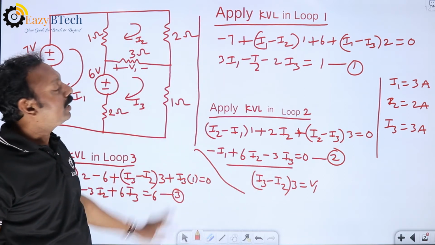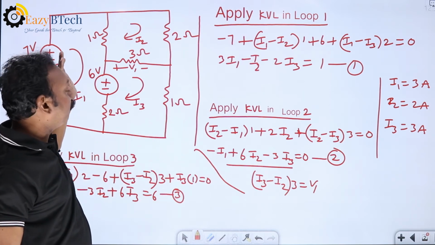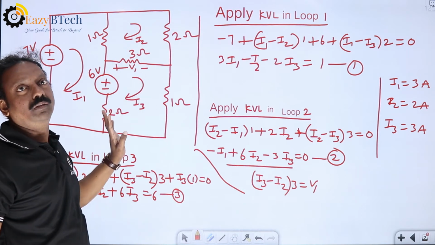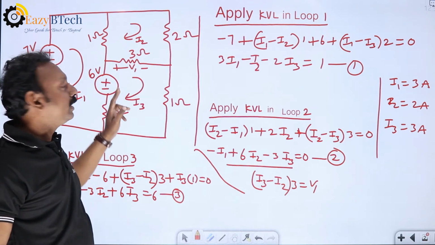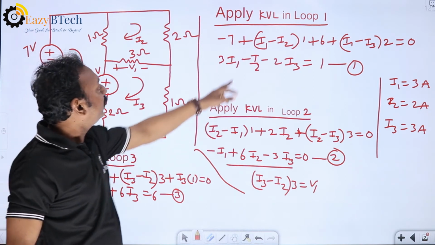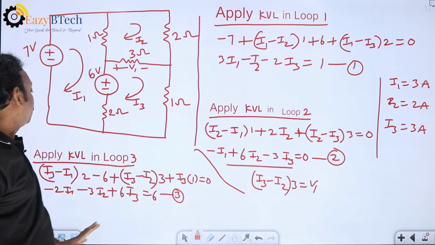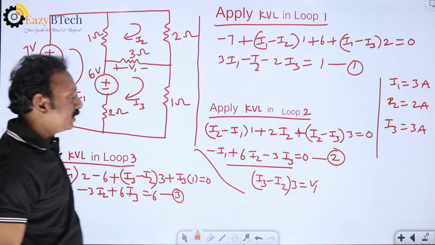Like this, we are applying mesh analysis. Just simply we can apply KVL plus Ohm's law. Algebraic sum of the voltages in your loop equal to 0. Apply that and write the equations, everything in terms of currents only. This is the first problem. Next, the second problem.